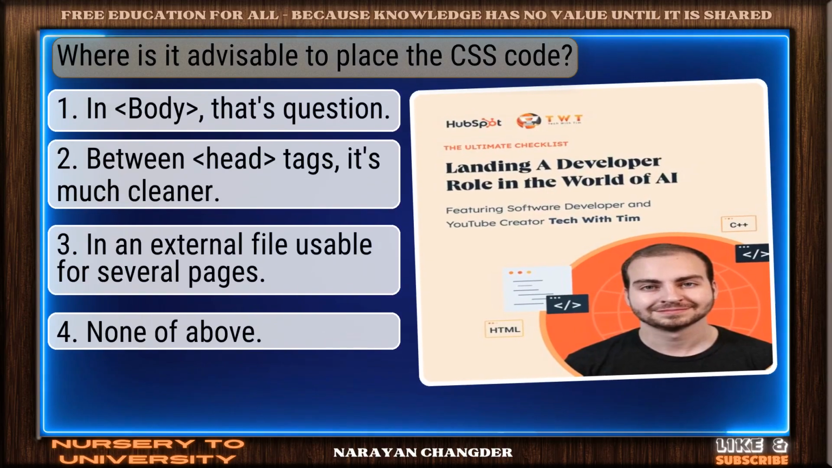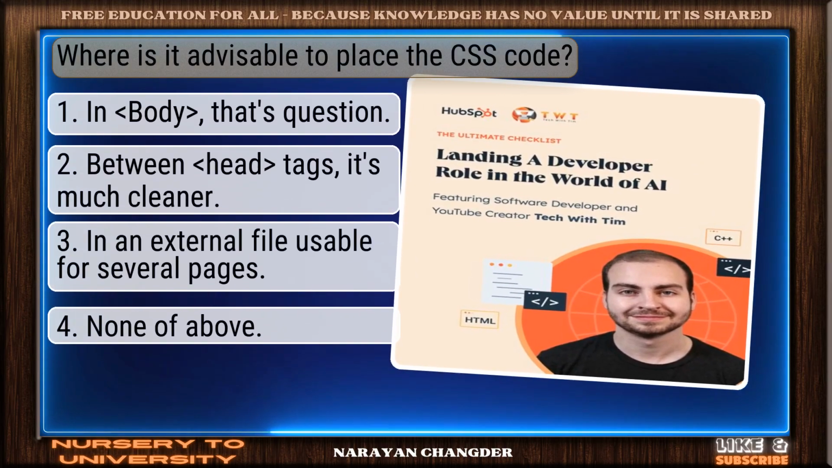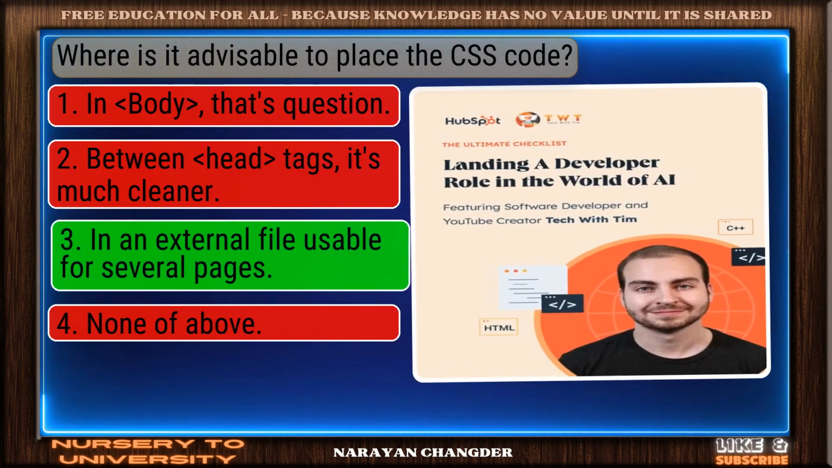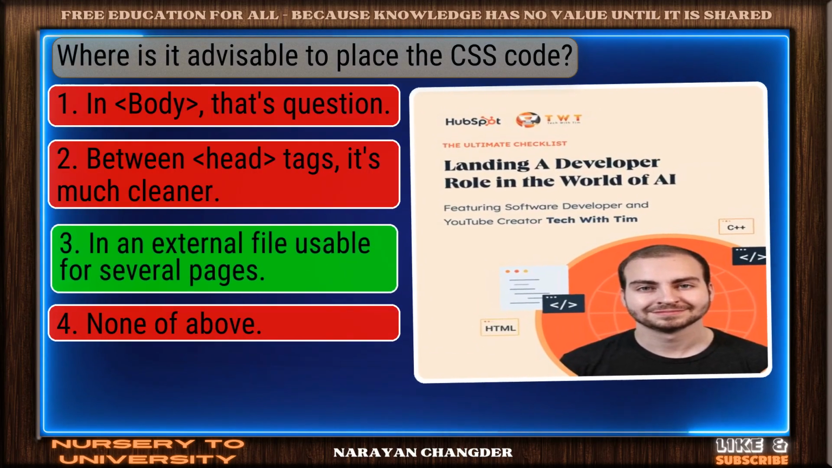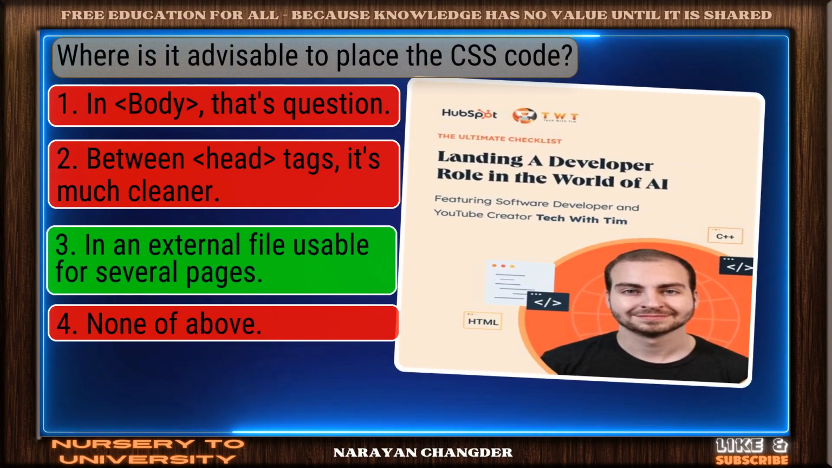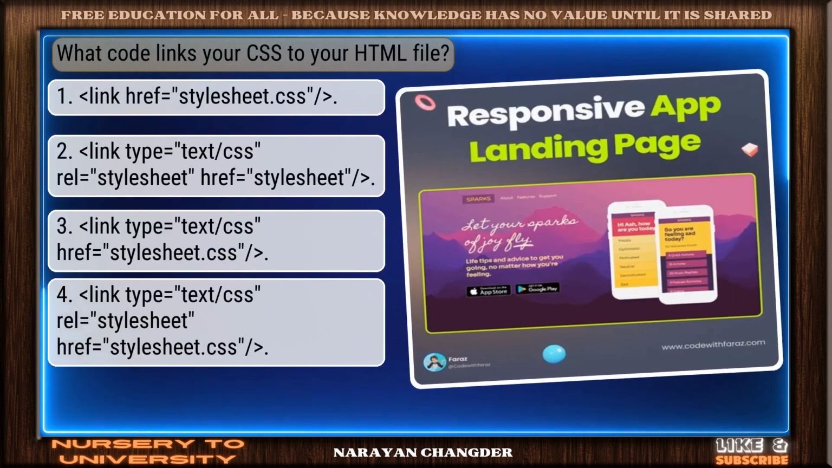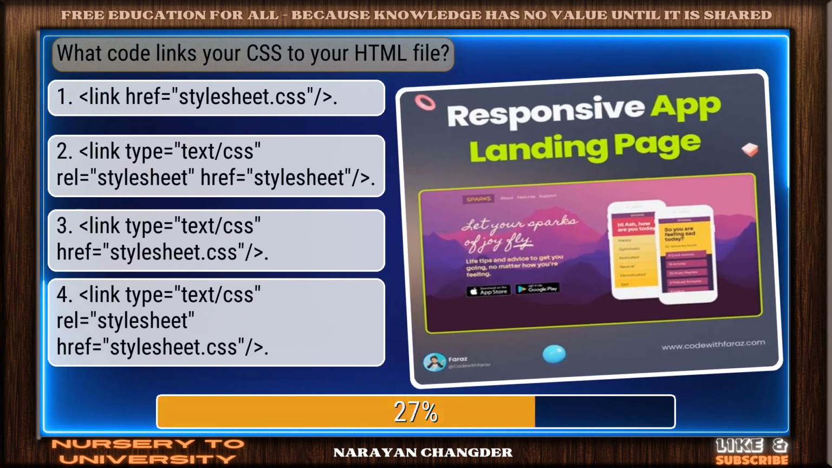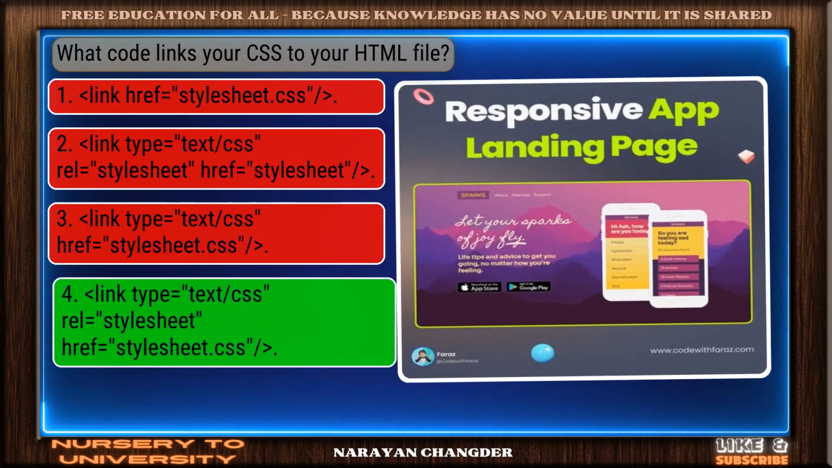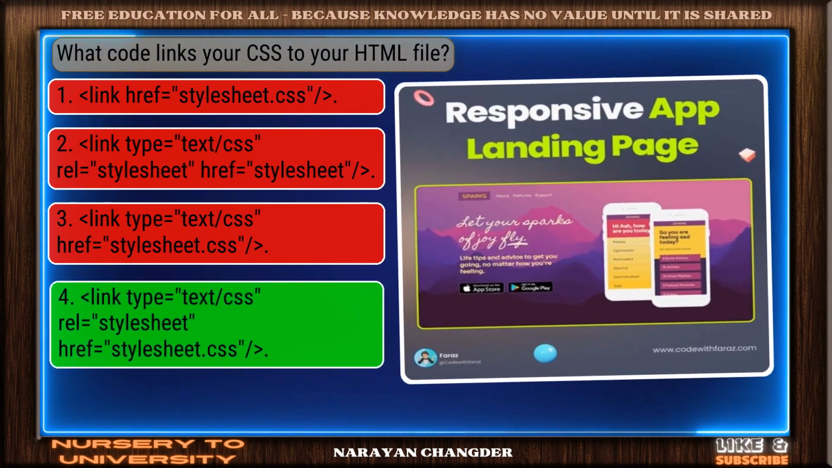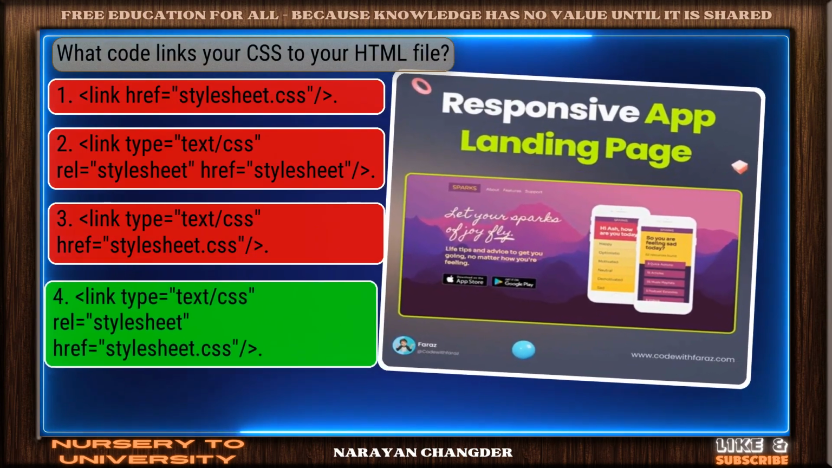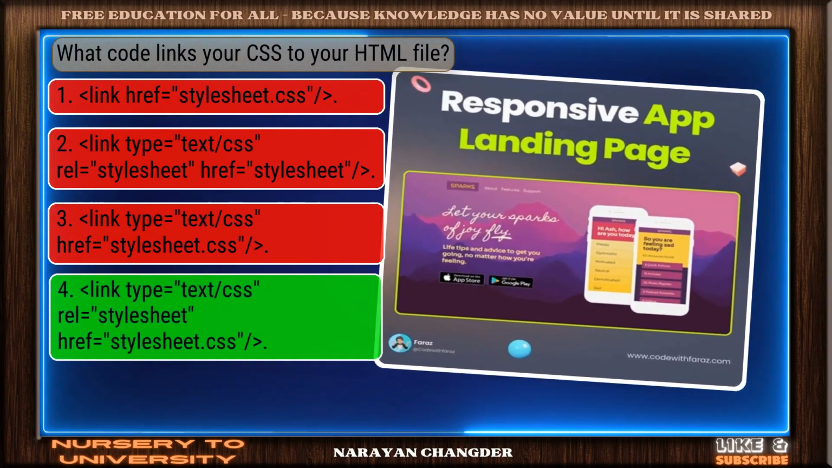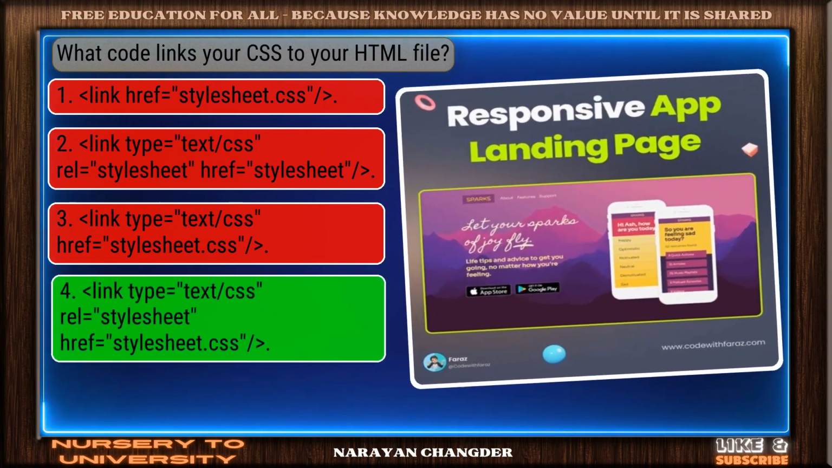Question number 19. Where is it advisable to place the CSS code? Good job. Your answer, in an external file usable for several pages, works well here. Question number 20. What code links your CSS to your HTML file? Perfect. Link type equal to text/css, rel equal to stylesheet, href equal to style.css is the correct choice.